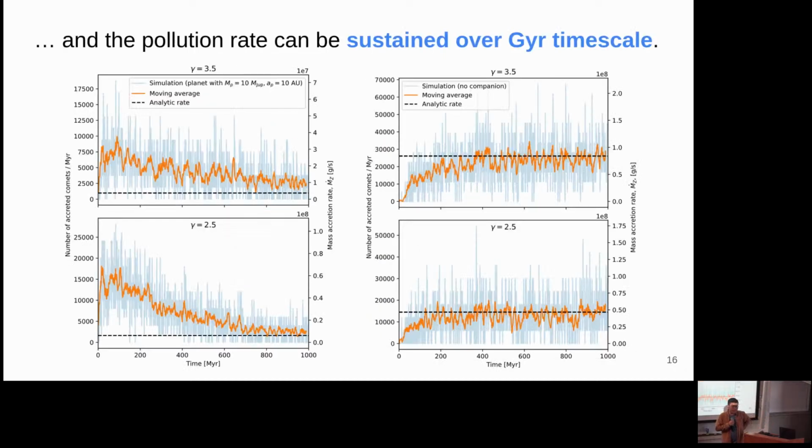And the other key important component is that people see pollution constantly over billion-year timescales. Can this do that? To do this, we developed simulations that are capable of resolving the number of comets hitting a white dwarf over time. And we found that if you have a companion, this pollution rate is decreased by a factor of 2, factor of 3 over a billion years. And if it has no companion, then pollution rate is pretty constant. All of this matches the observations pretty well.